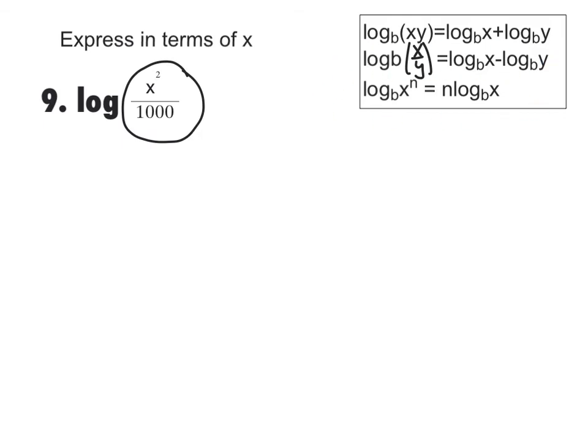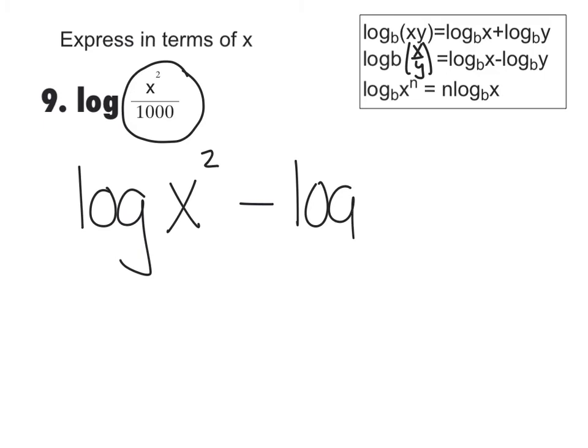So I'm just going to slow down and do it in 2 steps. And once you get good at it, you can probably do it all in 1 step. But like I said, I'll slow down and do it in 2. So I first see division. And again, log means exponents. When I divide, I subtract. So I'm going to say this is really the log of x squared minus the log of 1,000.